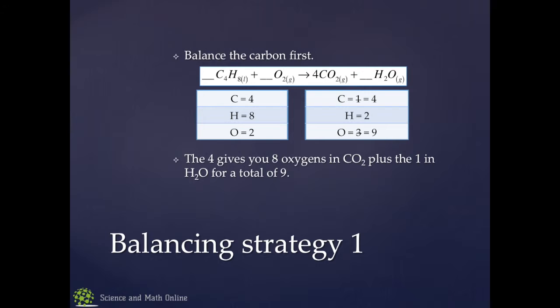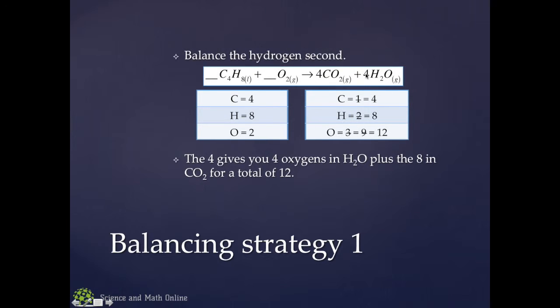All right, next I want to balance the hydrogens. So I've got 8 hydrogens over here, and only 2 over here. So I'm going to put a 4 right there. Okay. So 4 times that 2 is going to give me 8 hydrogens. And once again, we need to count. So count the oxygens. 4 times 2 is 8, plus 4 times 1 is 4. So 8 plus 4 gives me 12 oxygens on that right side.